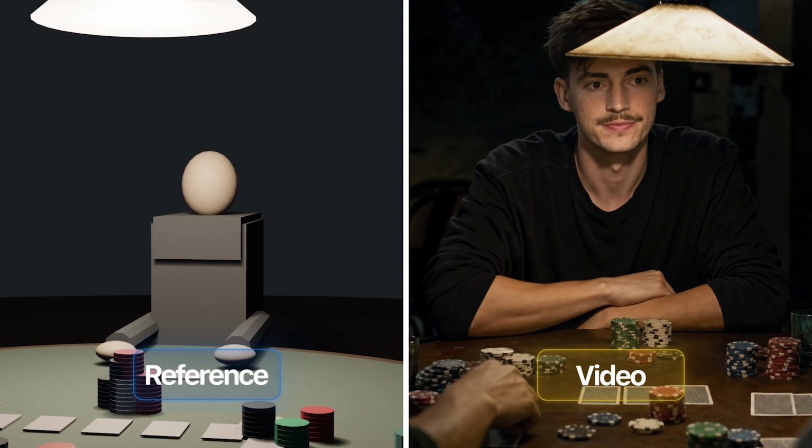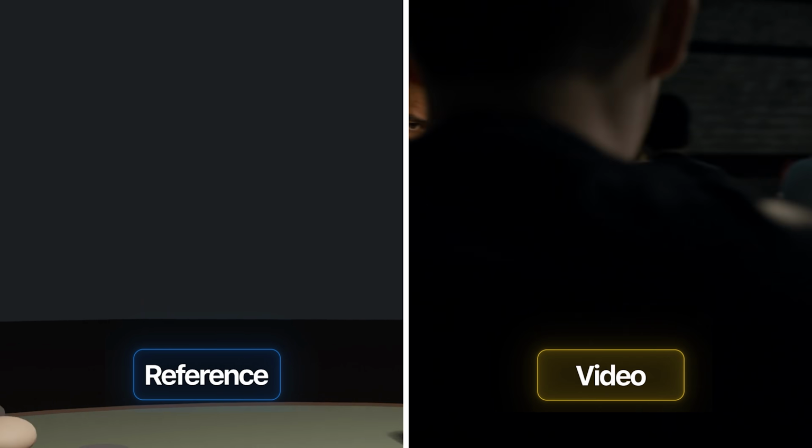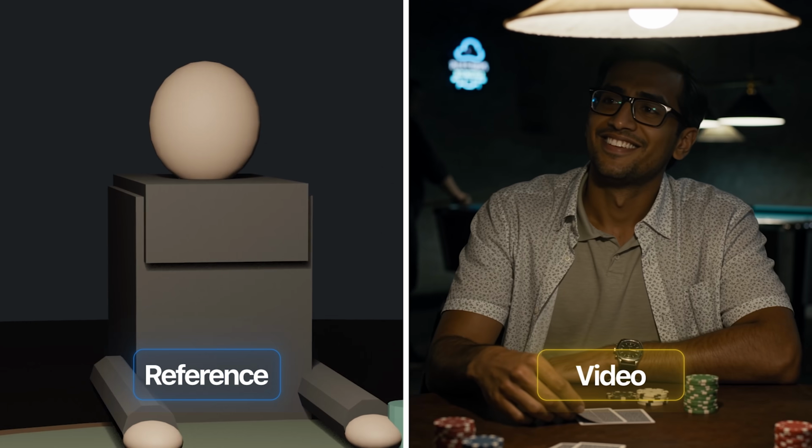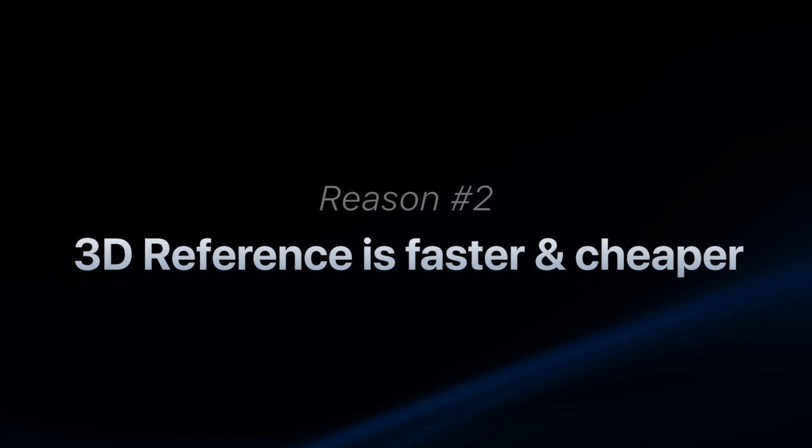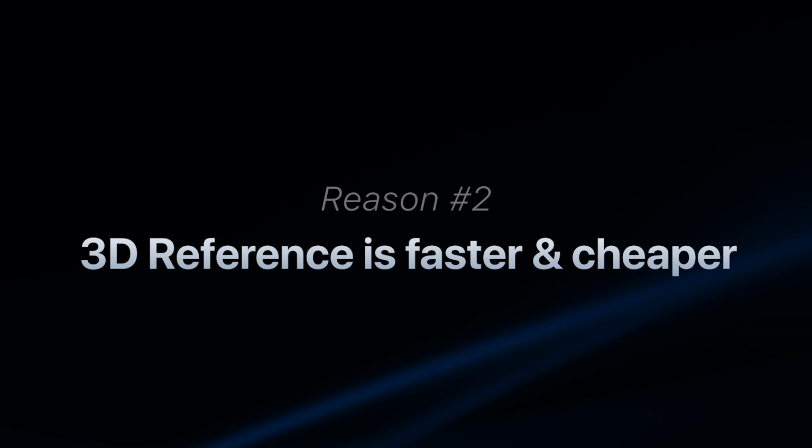Reason number 1 is no more guesswork, because describing the camera movement is hard. That's why using a video reference makes things a lot easier, because you're essentially instructing the AI to follow that exact video reference that has the movement in there. The issue with that is that you need to record that reference yourself. If you're alone, it might be quite hard. And that also brings me to the second reason, because using 3D references are much cheaper for this exact reason.